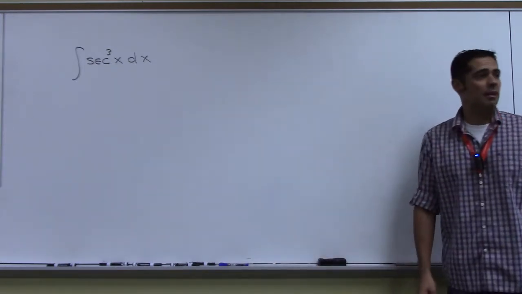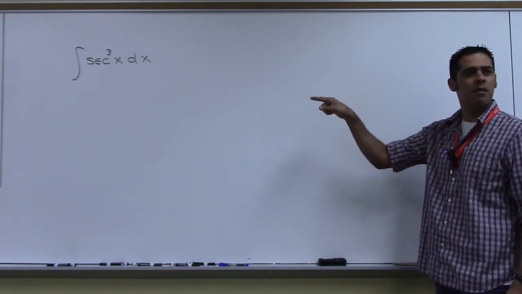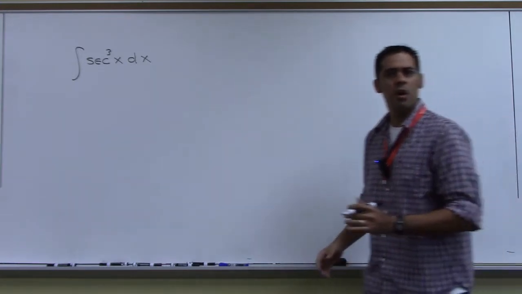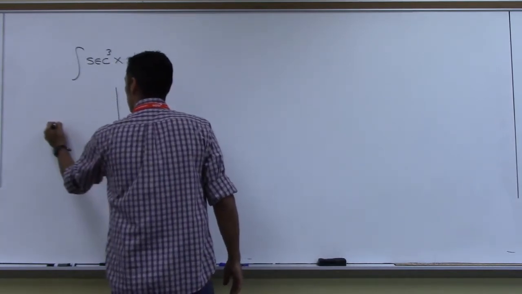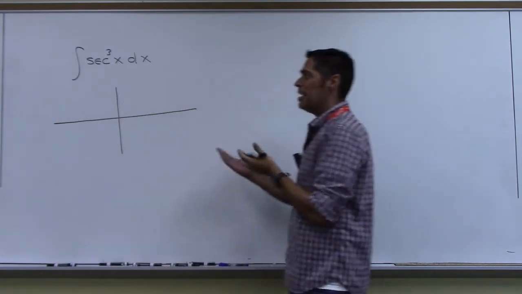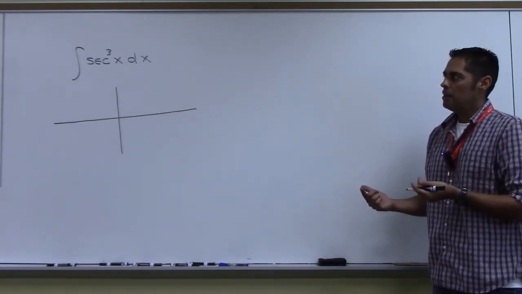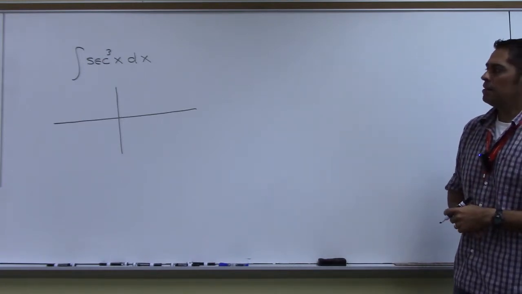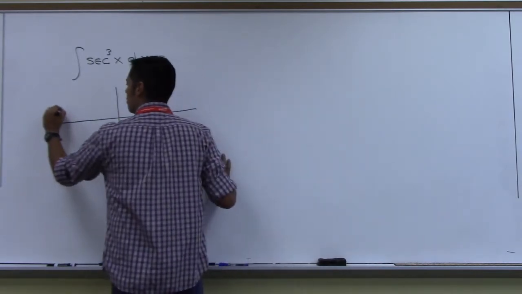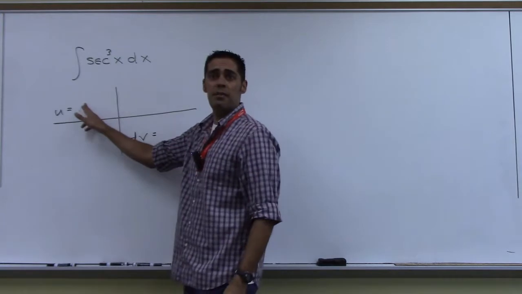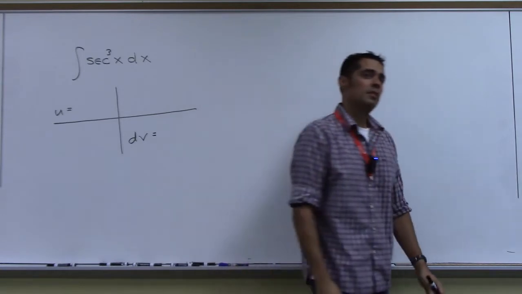So let me just show you this one. While I'm setting this up, maybe someone can look: is secant cubed on your formula sheets or not? It's not on there? Okay. That's a hint of what I'm about to do. Integration by parts. Now, I'm not going to do anything too crazy. Just think real quick about your dv choice and your u choice. You've got to be able to take the derivative of something, and you've got to be able to integrate something, and it's got to come from secant cubed. Any ideas?